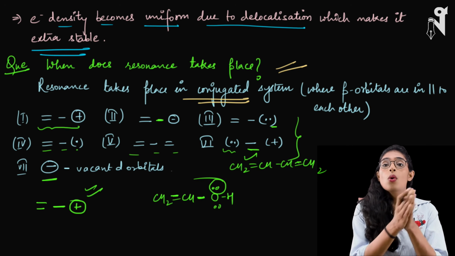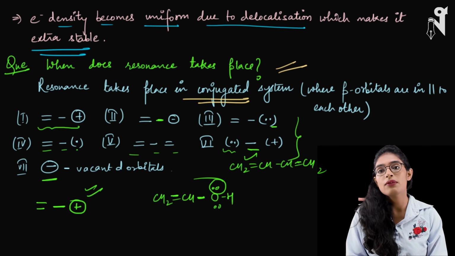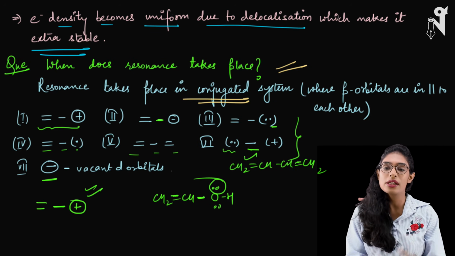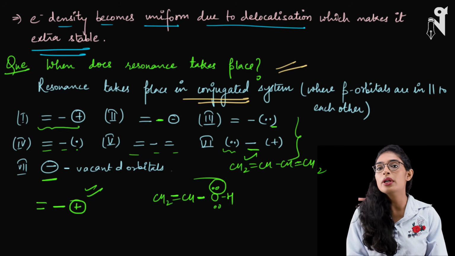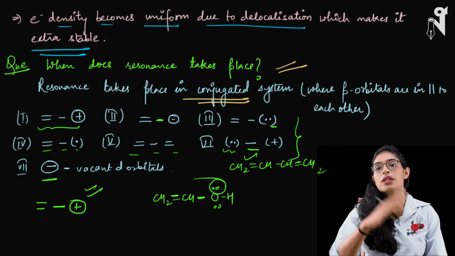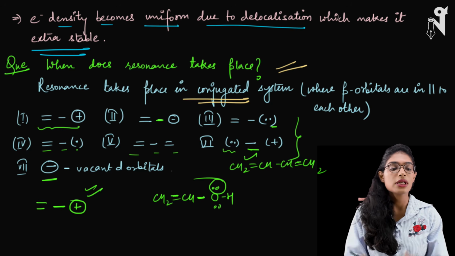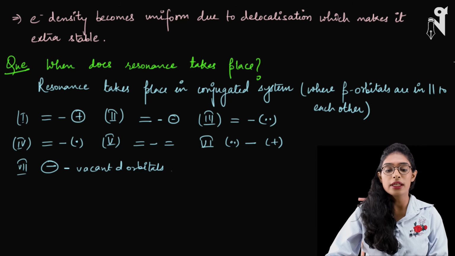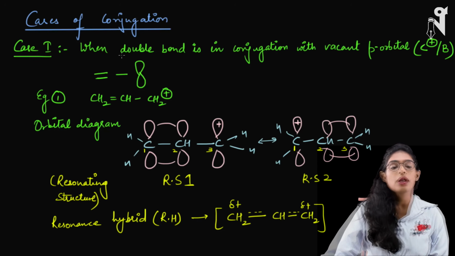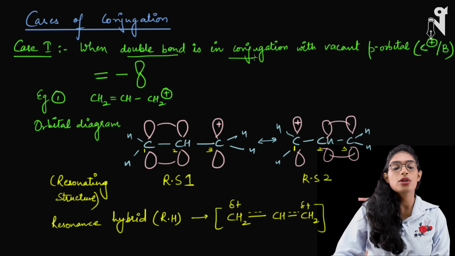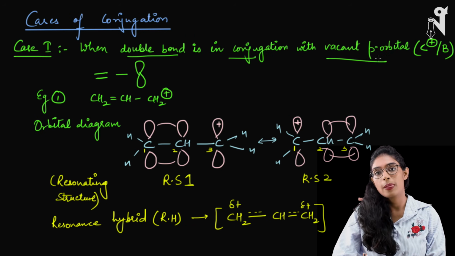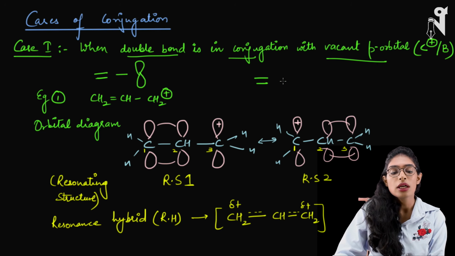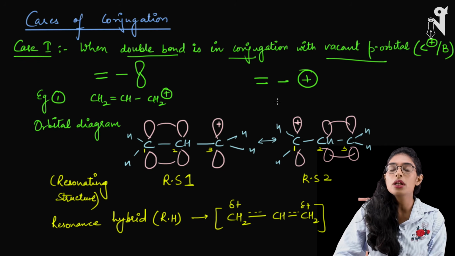Now we will go one by one through all of these types and see how resonance exactly takes place in them. We will see the orbital diagrams and how delocalization of pi electrons takes place in all these 7 setups. Let's start with the first setup, which is when the double bond is in conjugation with a vacant p orbital. That means you have a double bond, then a single bond, and then either a positive charge or a vacant d orbital.